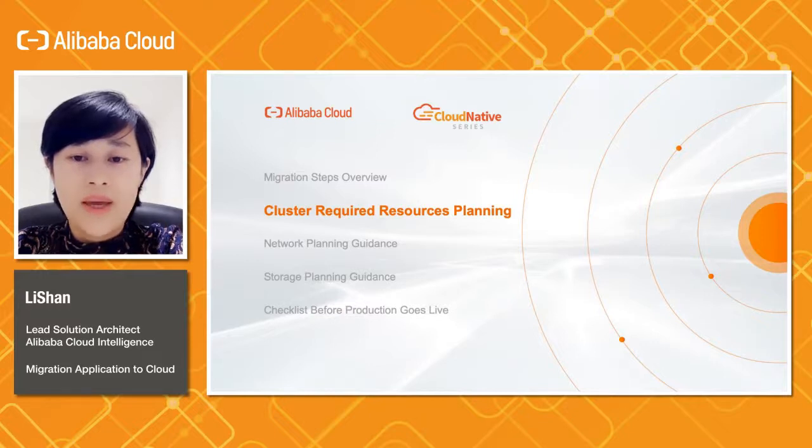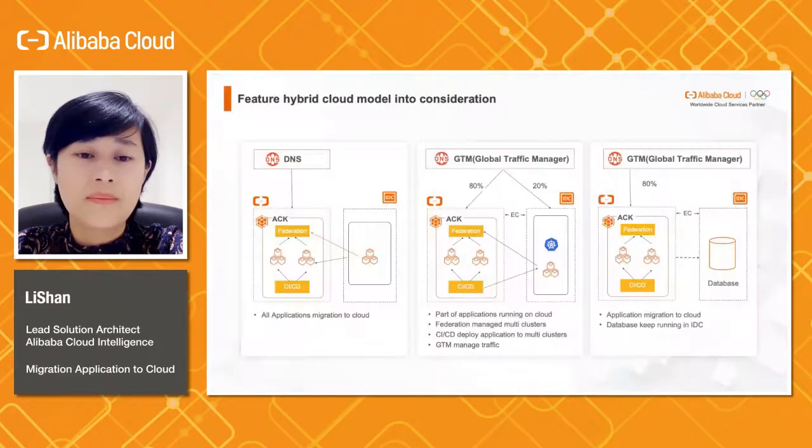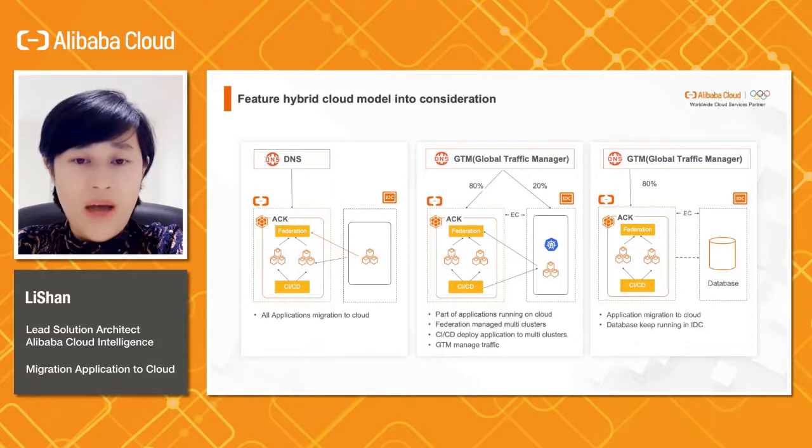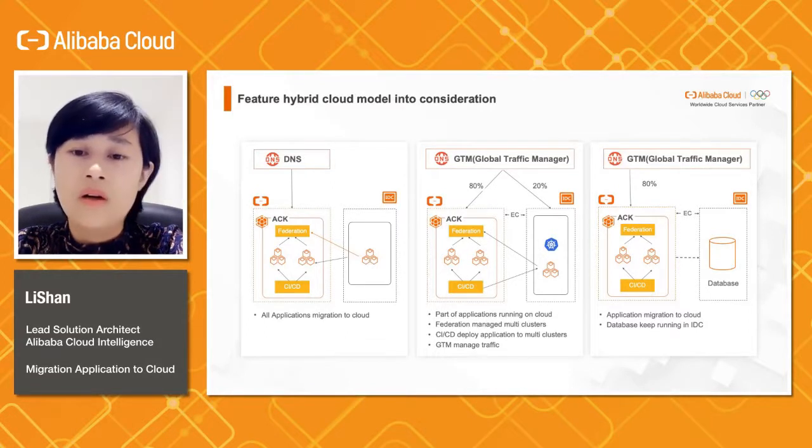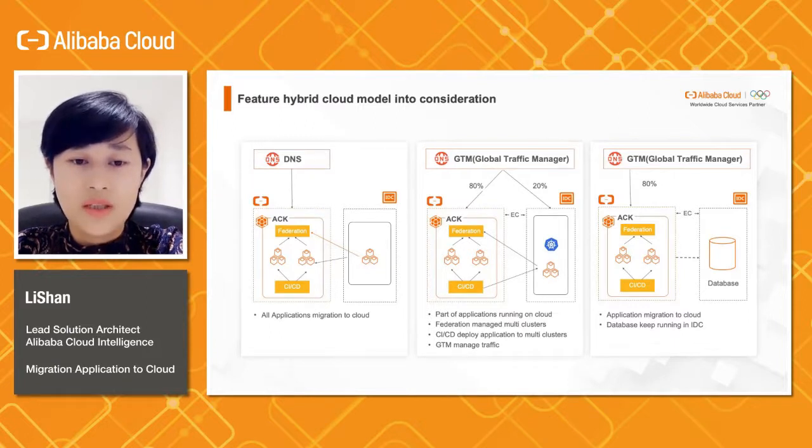Above, we briefly introduced Docker image migration, database migration, and storage migration. Next, let's deep dive into Kubernetes cluster required resources planning. Firstly, you should determine whether all applications will migrate to cloud or adopt a hybrid cloud strategy. If adopting a hybrid cloud strategy, which type of hybrid cloud strategy will we use?